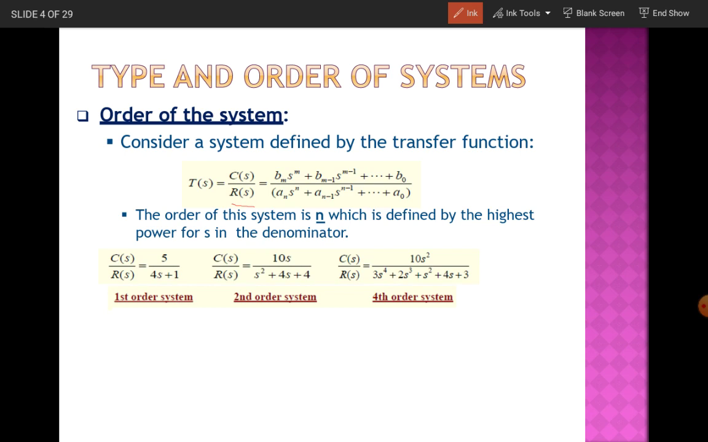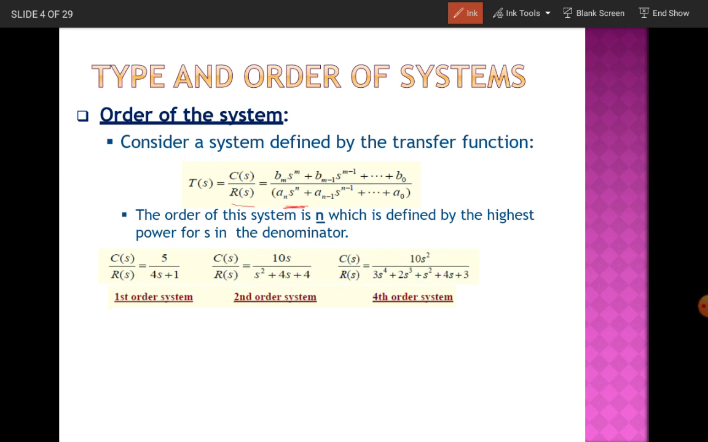So in this transfer function, in the denominator polynomial equation, the n represents the highest power of s, which is called the order of system. So if you are given a transfer function, in the denominator polynomial you can find the order of system by using the highest power of s.